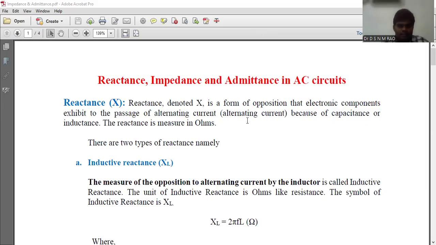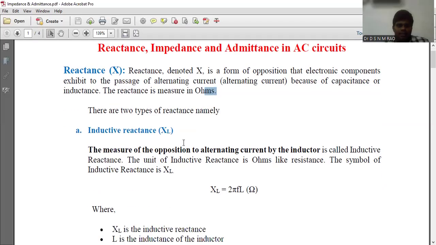First of all, what is reactance? Reactance is opposition to the flow of alternating current due to capacitance as well as inductance. It is denoted by X, and it is the form of opposition that electronic components exhibit to the passage of alternating current because of capacitance or inductance. It is measured in ohms, like resistance.